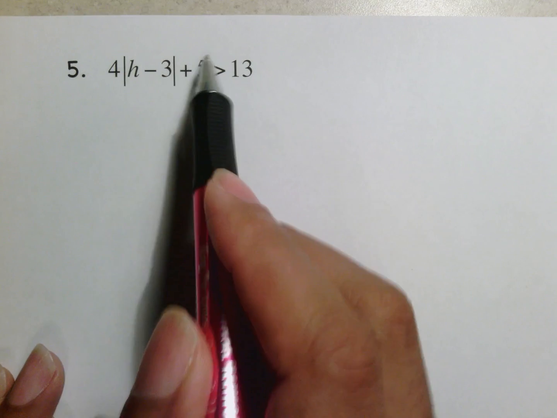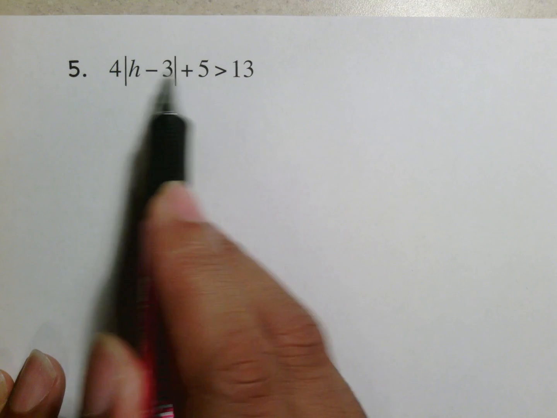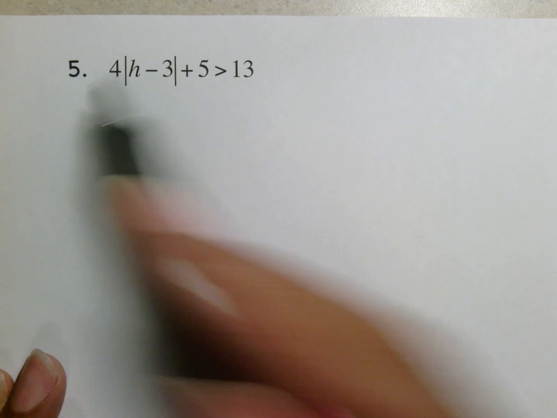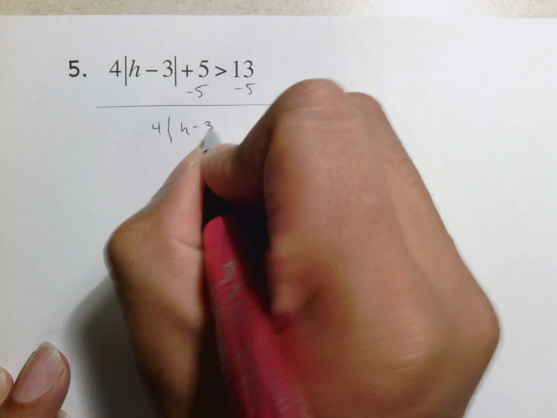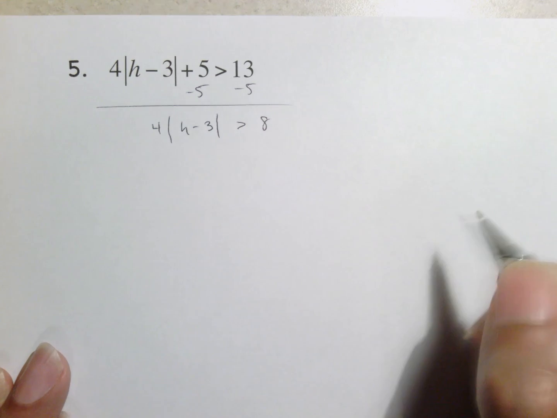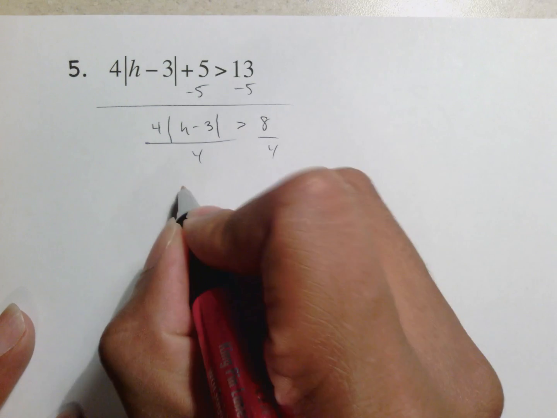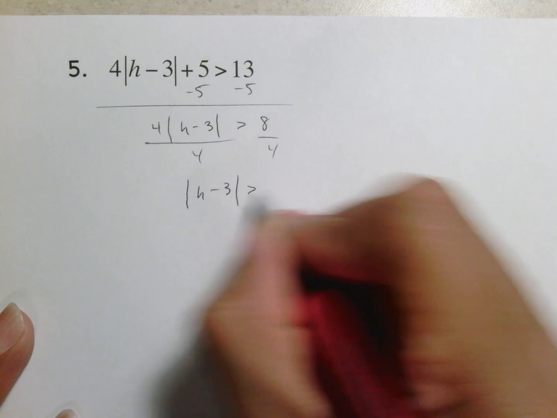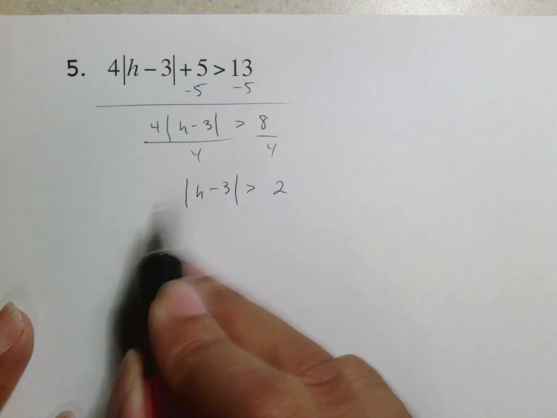I have an absolute value, but I have numbers mixed in with this absolute value, and this absolute value bar is not going to change with other people in the room, so we have to get them out. And so the first thing we do is we move our 5 by subtracting, keeping everything else the same. We move our 4 by dividing, keeping everything else the same. And now that we have the bar by itself, we solve by what we know.